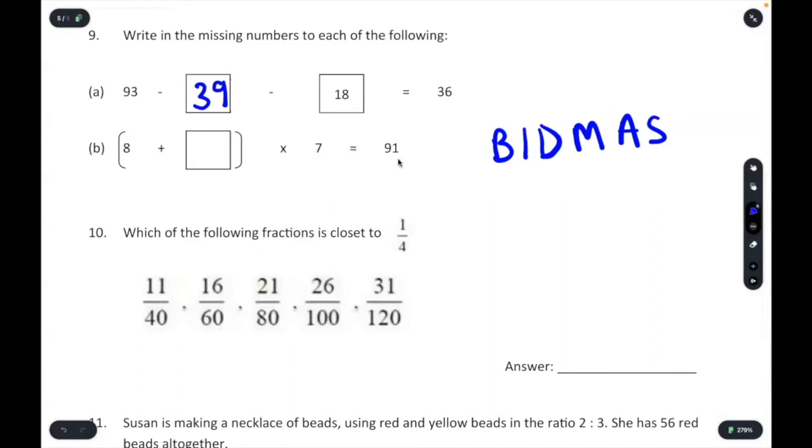That something is 13. 13 times 7 is 91. Therefore, we need to find 8 add what makes 13? In this case, the answer is 5.